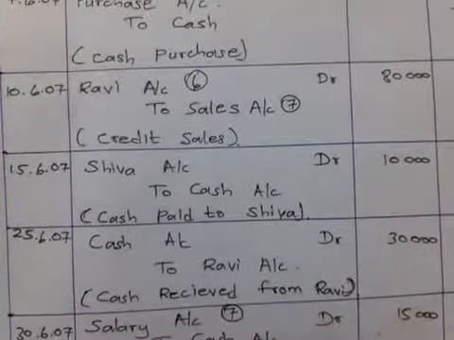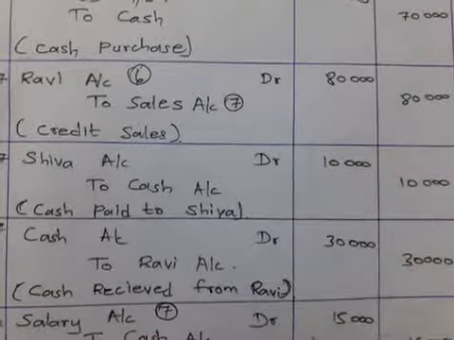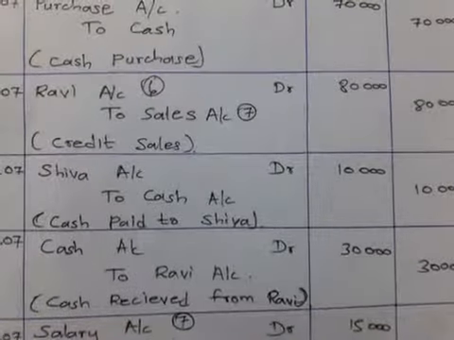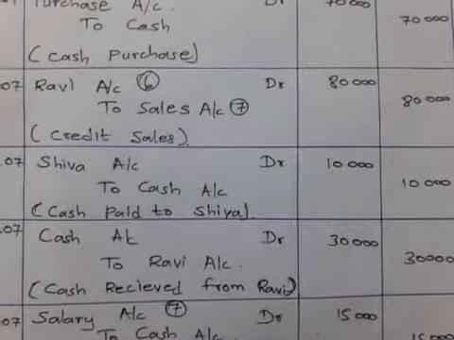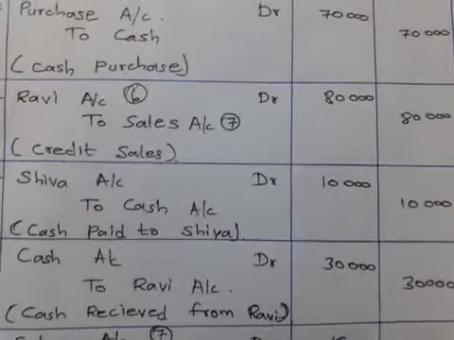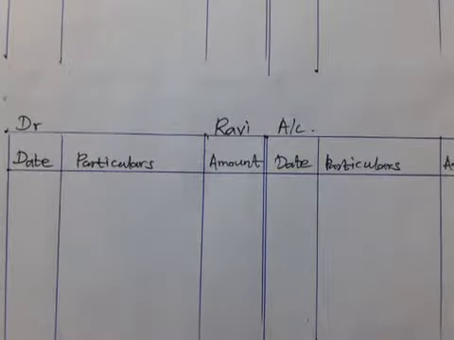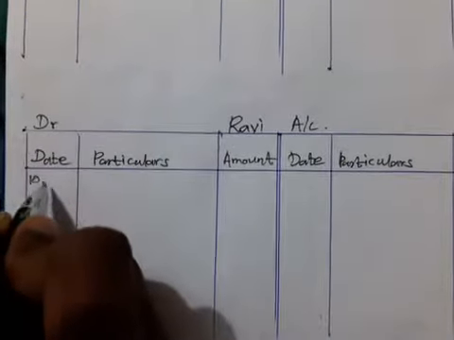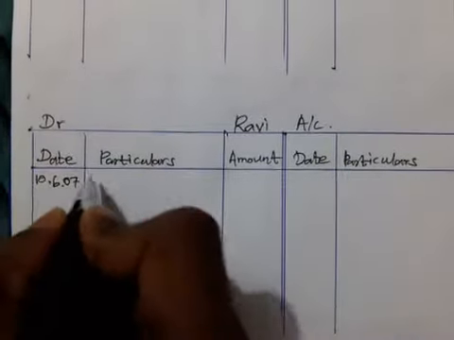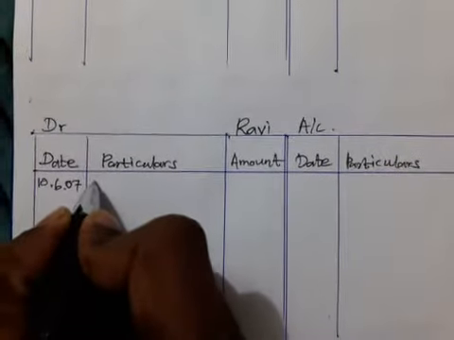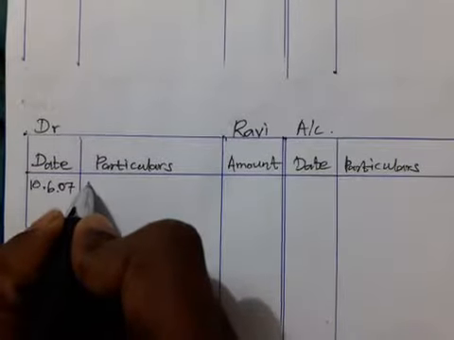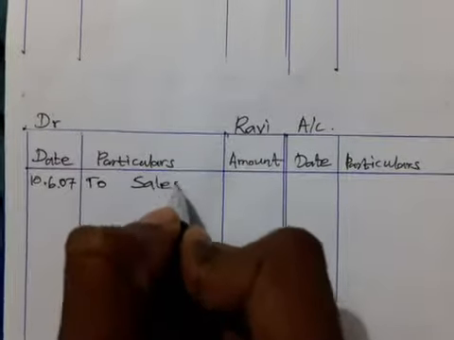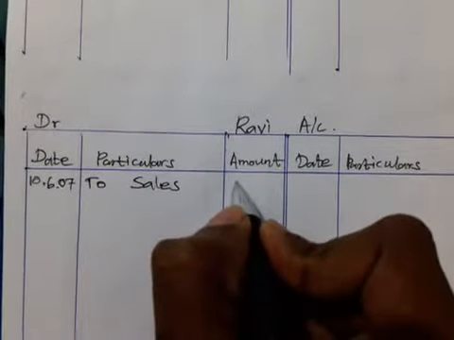So Ravi, 80,000, goods sold to Ravi. We have to record in Ravi account as well as sales account. Sales is an income account because we are receiving income. June 2007, goods sold to Ravi. So by sales, to sales account, 80,000.